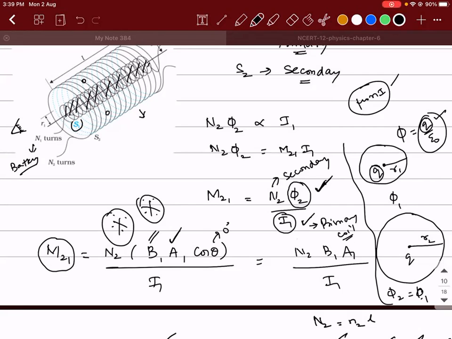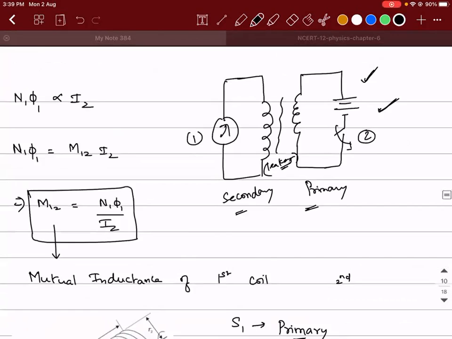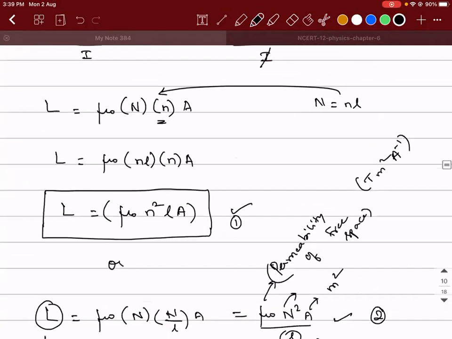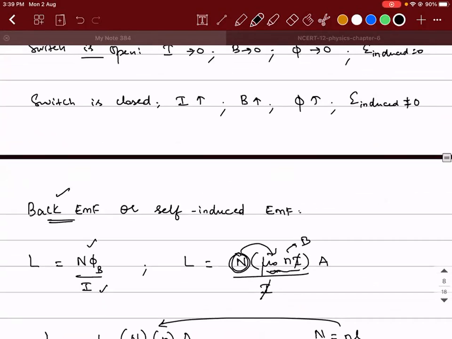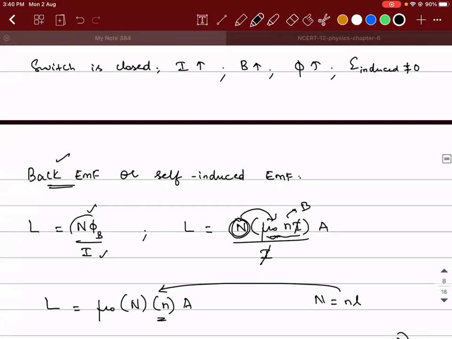If you have made a clear note of it, then if you observe self-inductance, the numerator and denominator both belong to the same coil. That is the reason why it is called self-inductance. Can you repeat it again, sir? For self-inductance, the flux that is getting linked and the current that is flowing are through the same coil. So that is why we call it self-induction. It is called self-induced EMF.